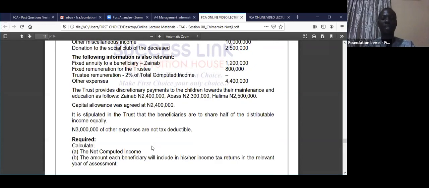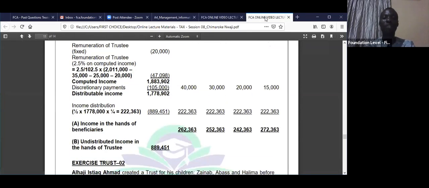Required, the same requirement. Now look at it, they said compute the net computed income, which is like the assessable profit, and the amount each beneficiary will include in his or her tax returns in the relevant year of assessment. You know, the relevant year of assessment is 2013. So let's see how we can solve that.